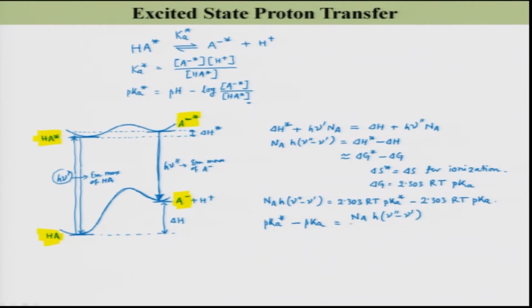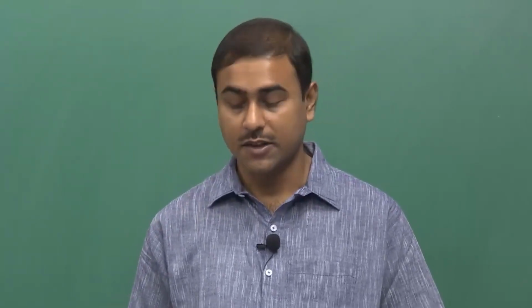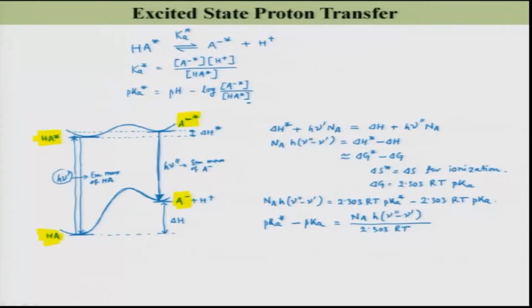So, then this will be equal to Avogadro number h, nu double prime minus nu prime, by 2.303 RT. That is it. So, if I know the pKa in the ground state, then I can readily calculate the pKa star in the excited state, provided I know what is the emission maxima of this HA, what is the emission maxima of this A minus, and the other things are the constant terms.